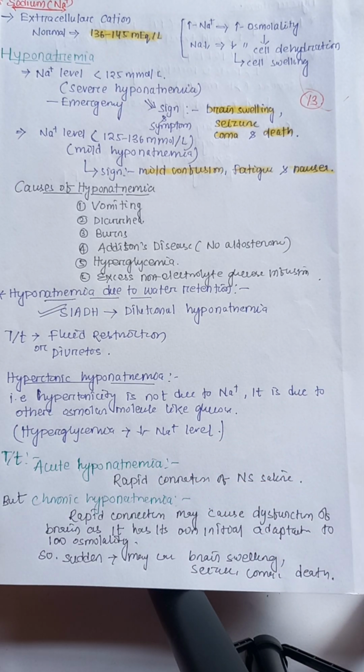And the treatment: in acute hyponatremia, rapid correction of sodium is done, but in chronic hyponatremia rapid correction is not done. Listen, one thing about what actually happens. Acute hyponatremia may have symptoms, and it may be corrected by giving sodium directly. There is no such problem.